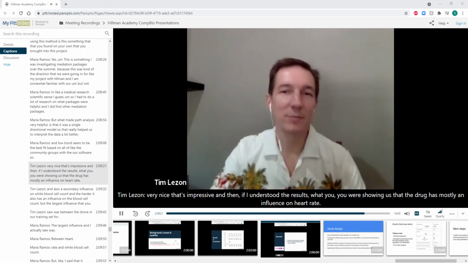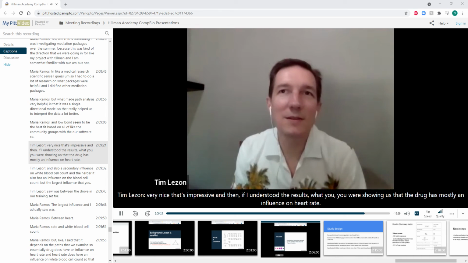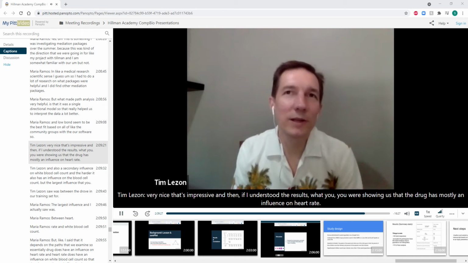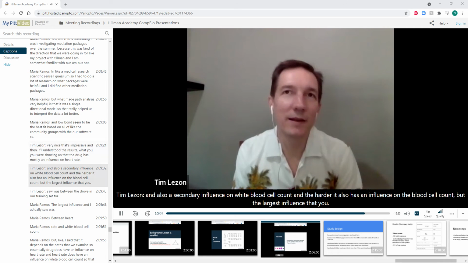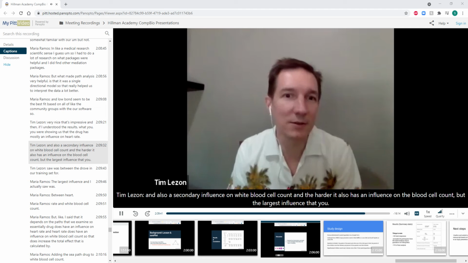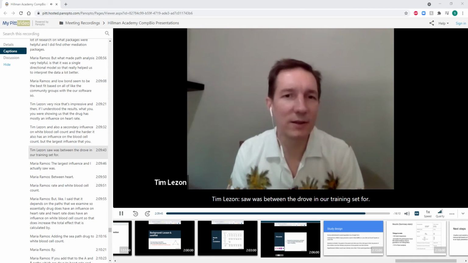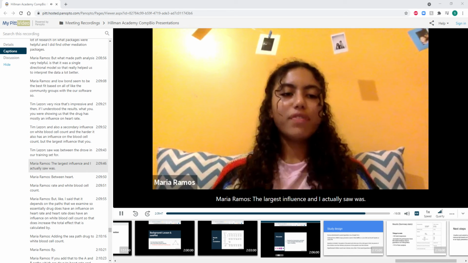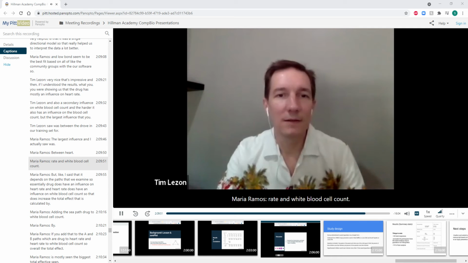Okay, very nice. That's impressive. If I understood the results, what you were showing is that the drug has mostly an influence on heart rate and also a secondary influence on the white blood cell count, and the heart rate also has an influence on the blood cell count. But the largest influence that you saw was between the drug and the heart rate. Is that correct? The largest influence that I actually saw was between heart rate and white blood cell count.